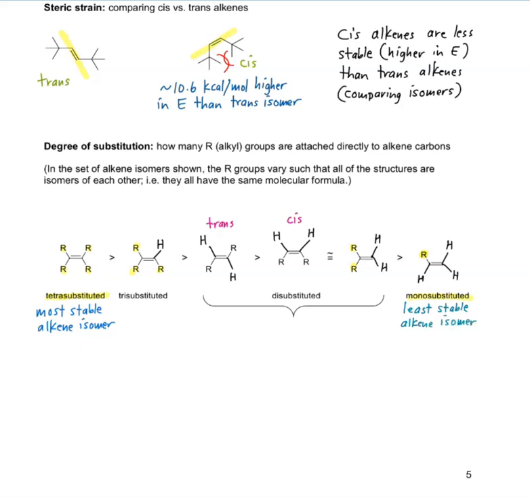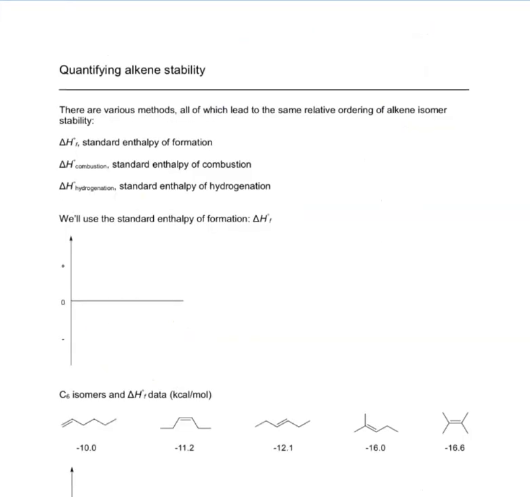So those are qualitative ideas. Looking at steric strain and the degree of substitution, we can use those two principles and easily put a set of alkene isomers in order of stability. Now we can also think about what we would call quantifying alkene stability. When we quantify something, that means that we're using numerical data to rationalize or explain, in this case, relative alkene stabilities.